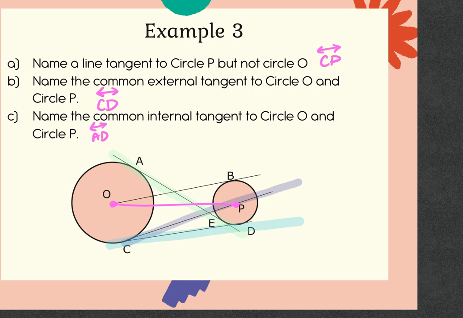Yep. For the first one, what's the line tangent to circle P but not circle O? Oh, that's the other way around. Yeah. Sorry. You're right. So that would be the other way. That would be tangent to circle O and not circle P. So the one that is tangent to circle P and not circle O is which one?